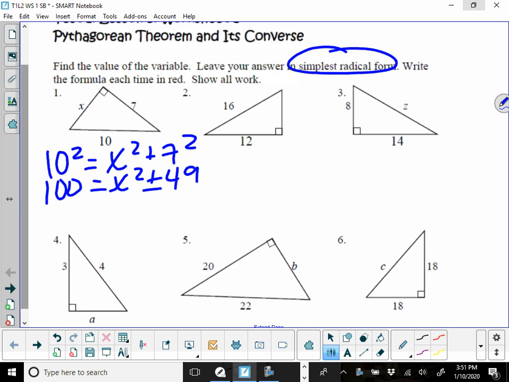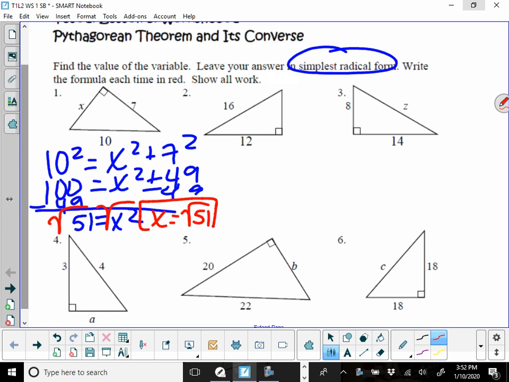When you rearrange, you're going to subtract your 49, which gives you 51 is equal to x squared. Then you take the square root of both sides, and x will equal the square root of 51. That's given our hypotenuse, so you're looking for the missing leg. Over here on number 3, you're given both legs.